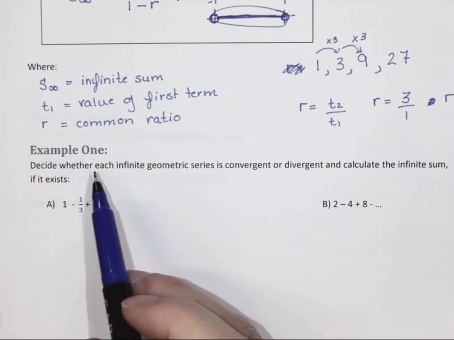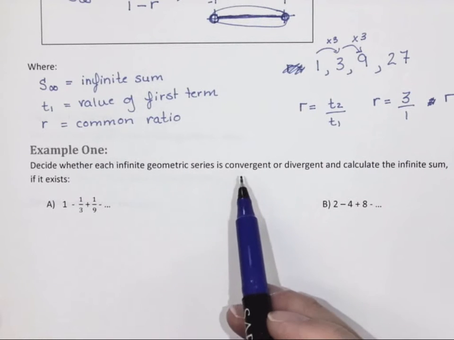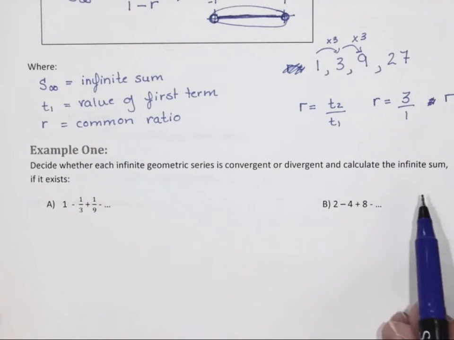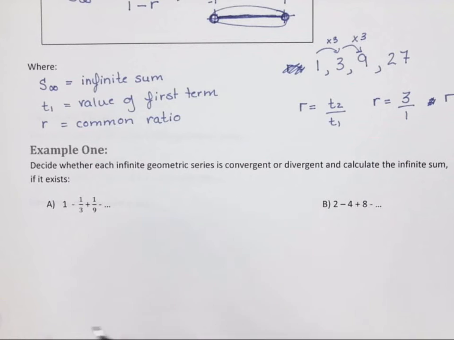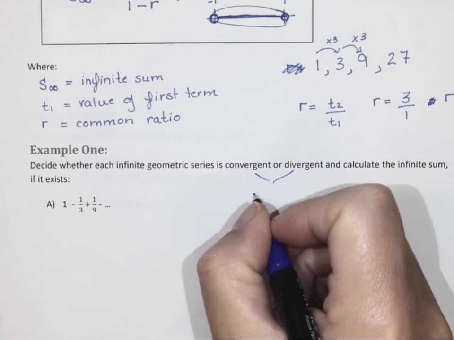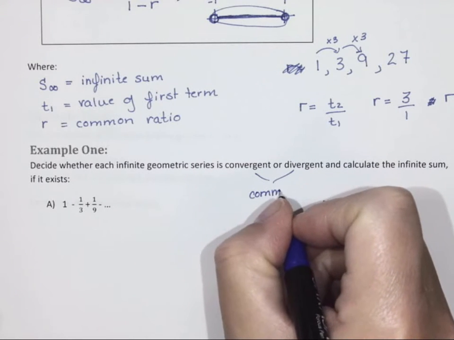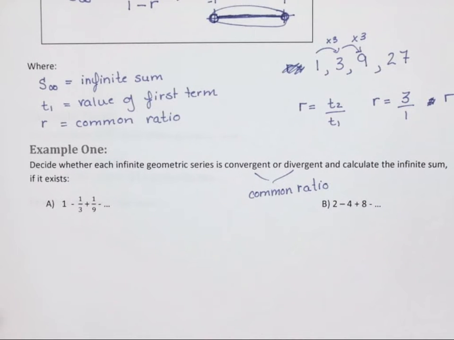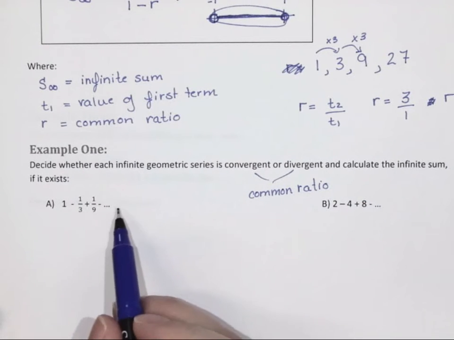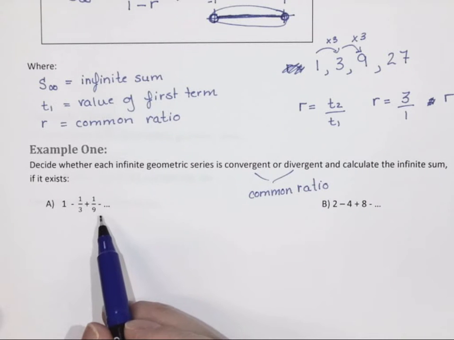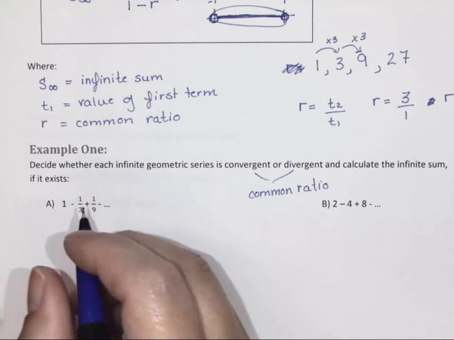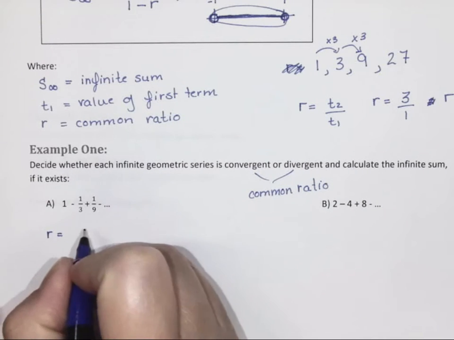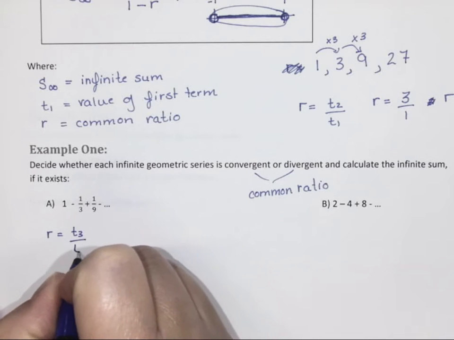So decide whether each infinite geometric series is convergent or divergent and calculate the infinite sum if it exists. Okay, so what's going to tell us if it's converging or diverging? We have to find the common ratio. That will answer that question for us. So I'm looking at this, and this doesn't really jump off the page to me what I should be doing. So to find my common ratio, I'm going to take T3 divided by T2.